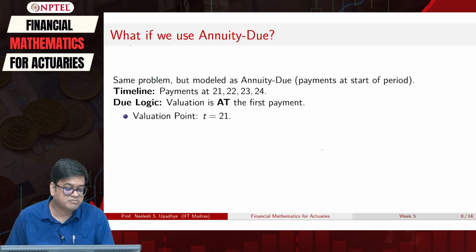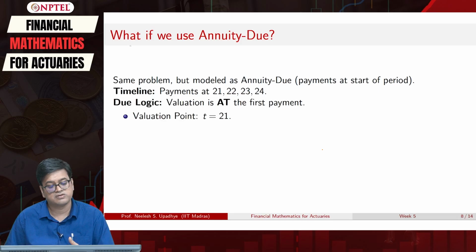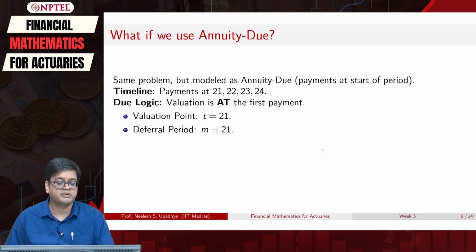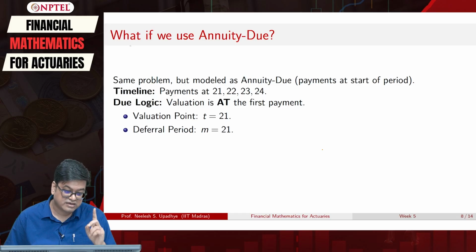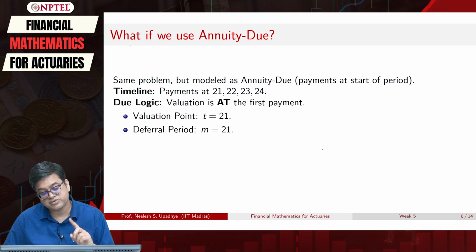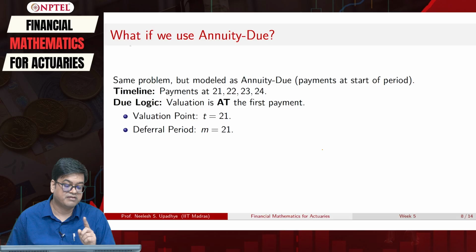So, what should be my evaluation point or the valuation point? That is t is equal to 21. So, what should be my deferral period? M is equal to 21. This is the trap I was referring to when I was discussing today's roadmap. There, when I am dealing with immediate logic, I was having M is equal to 20, and here I am having deferral period of M is equal to 21. So, one period here and there.